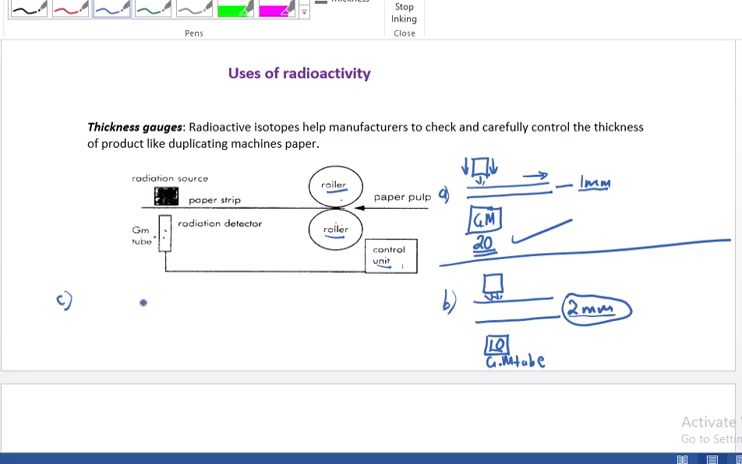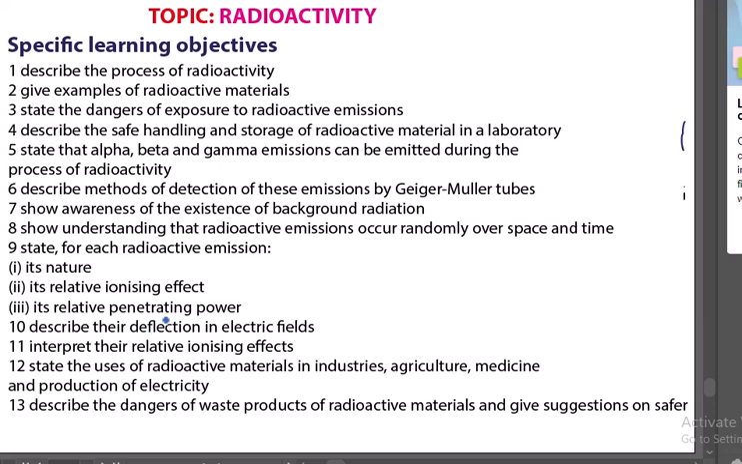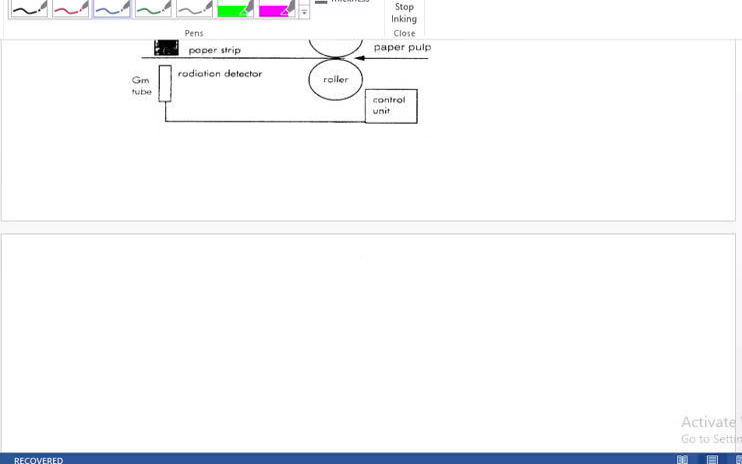Scenario 3. Let me redraw it. Scenario number 3: the source of radiation, the paper, and the GM tube.